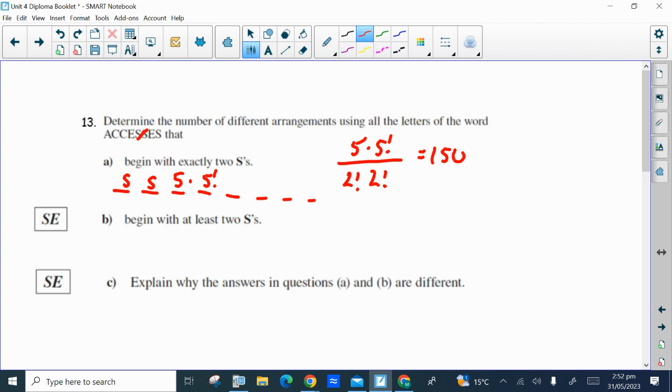And incidentally, all of these questions in this package have come off old diploma exams.